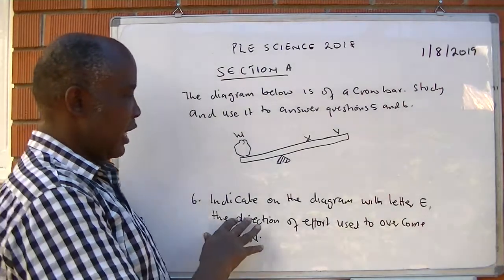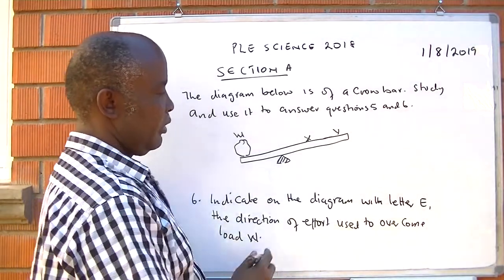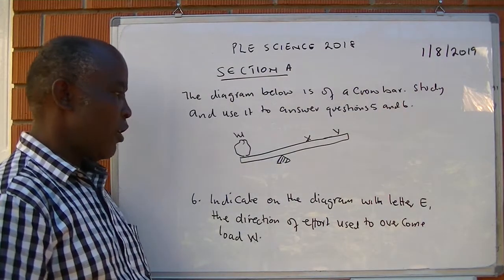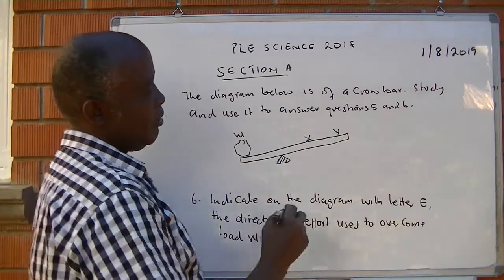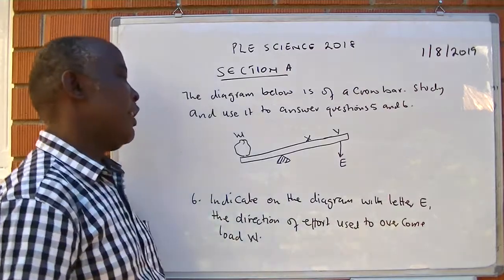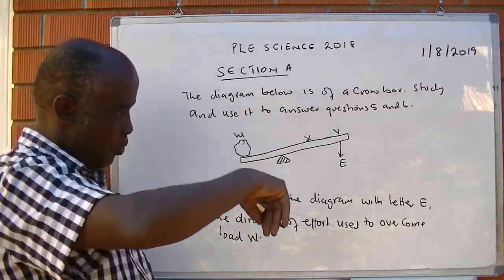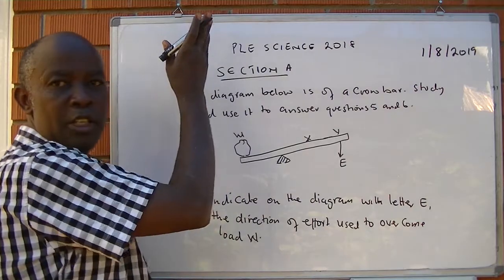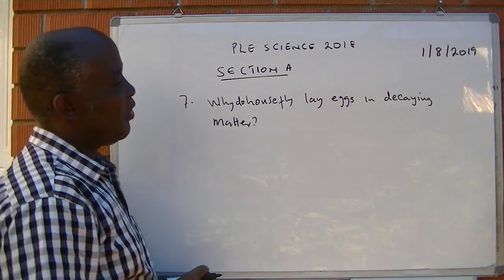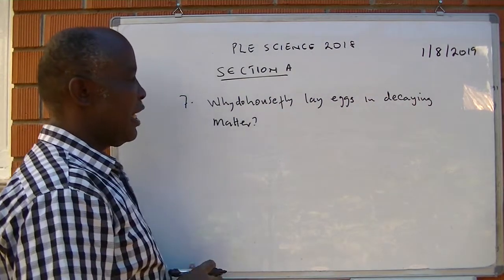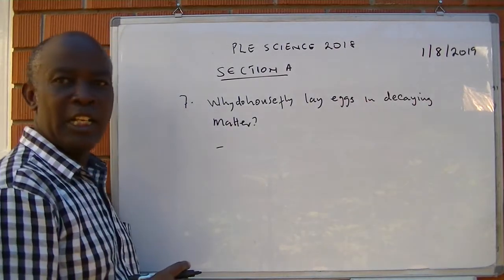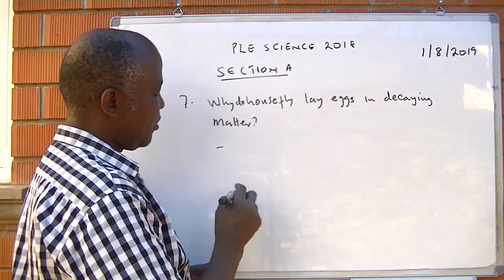Number 6, indicate on the diagram with letter E the direction of the effort used to overcome load W. So the effort must go in this direction. You push down, then the load goes up. Number 7, why do housefly lay eggs in decaying matter? Decaying matter contains moisture to prevent the egg from drying out.